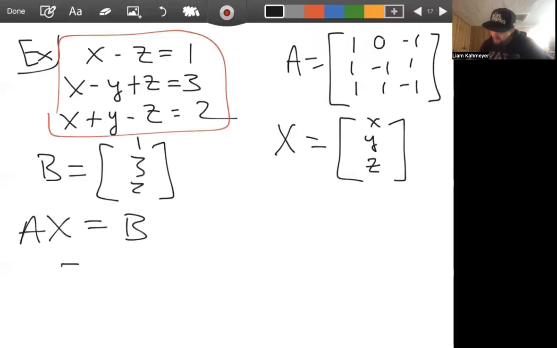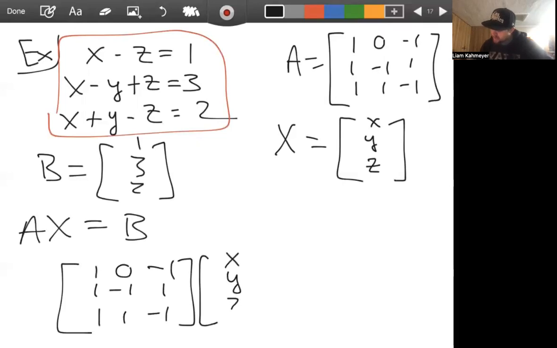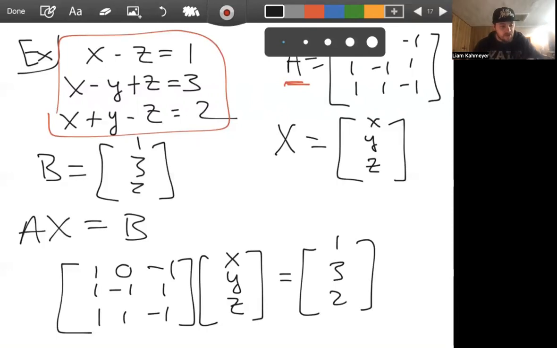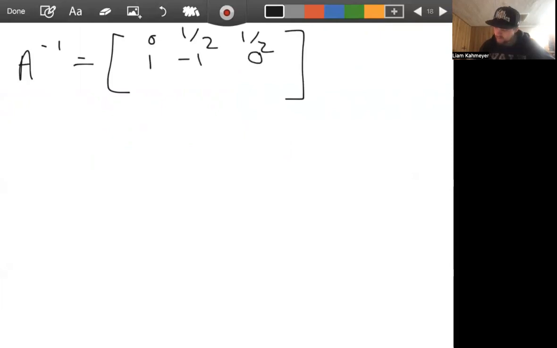And let's set up Ax equals b. That would exactly represent this system here. So what we would have is the matrix with rows 1, 0, -1; 1, -1, 1; 1, 1, -1 times x, y, z equals 1, 3, 2. Well, what we would have to do is compute the inverse of the matrix A here, and I'll leave this as an exercise. It's a relatively simple matrix to compute the inverse of because of all the ones. You get that A inverse is equal to the rows 0, 1/2, 1/2; 1, -1, 0; 1, -1/2, -1/2.